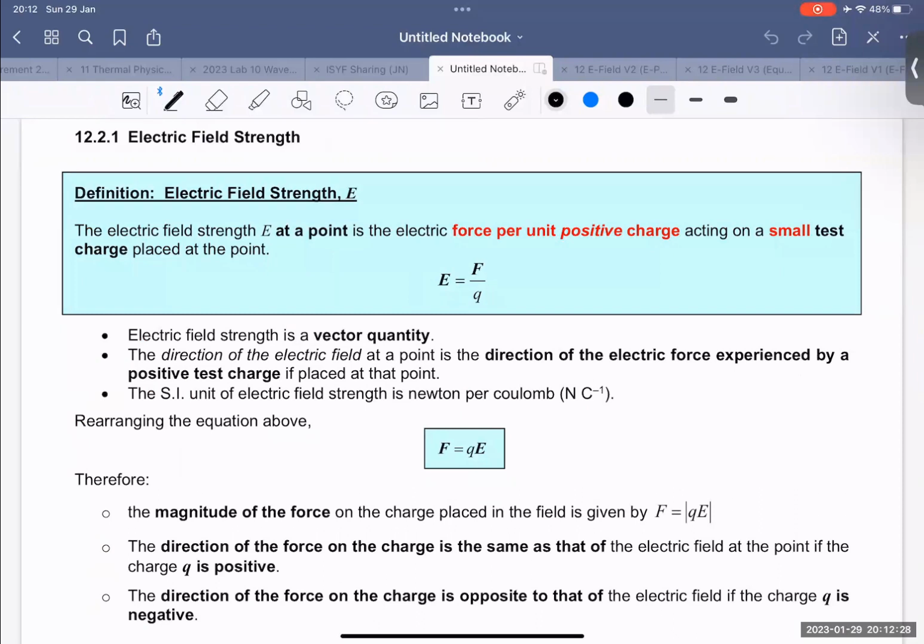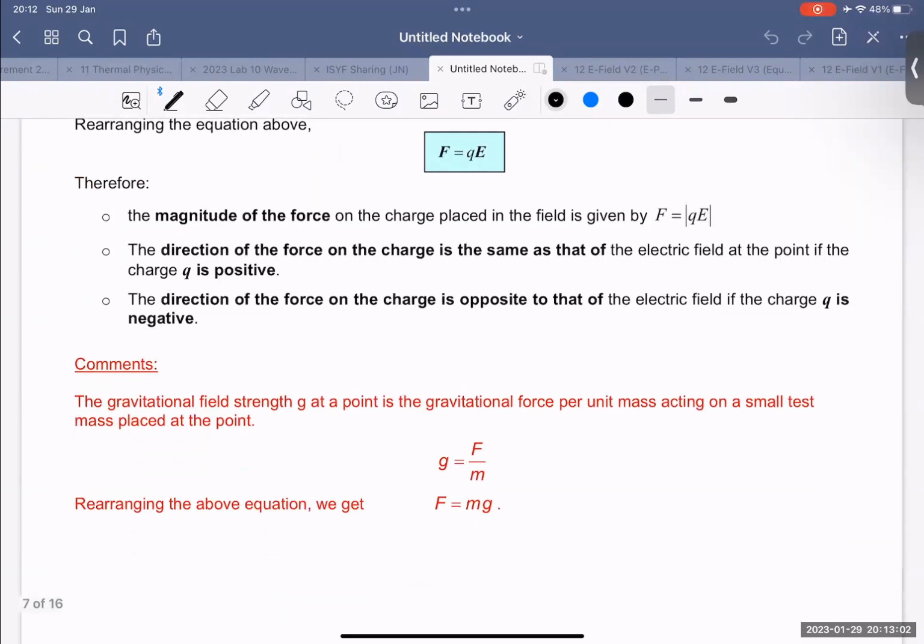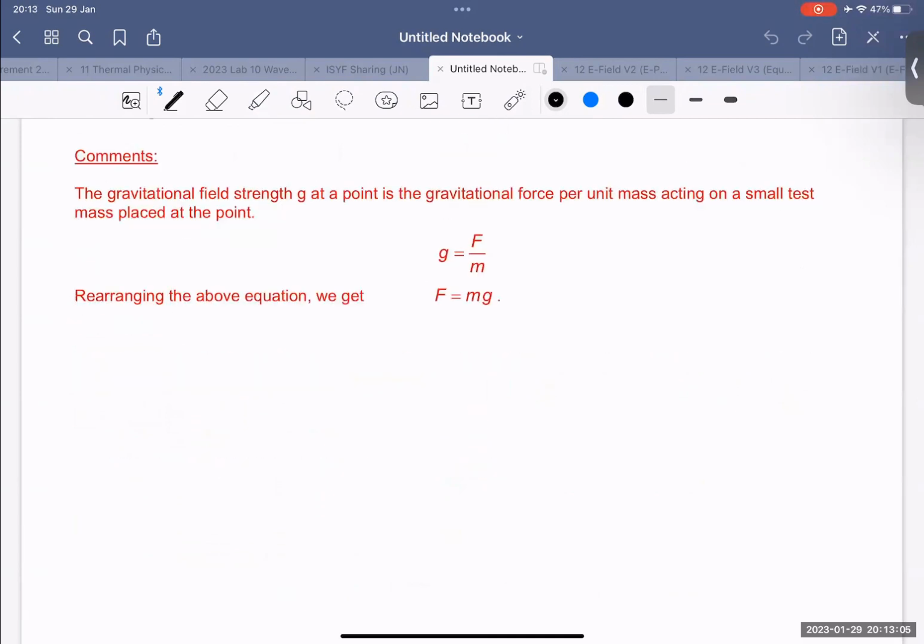So next we come to the electric field strength. Electric field strength at a point is the electric force per unit positive charge acting on a small test charge placed at the point. So E is F divided by Q. So the unit is Newton per Coulomb in SI unit. That's why the definition is force per unit positive charge. The analogy with gravitational field strength is g. So g is F over m, the force per unit mass. And we get the equation F equals mg. So g is the gravitational field strength.